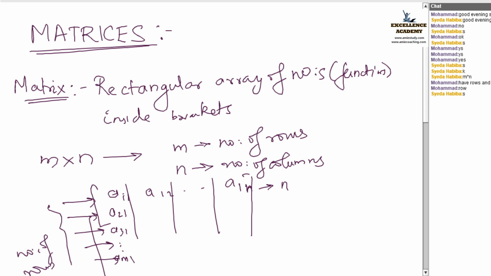If we write like this, this can be called a matrix A of order m by n. Clear?